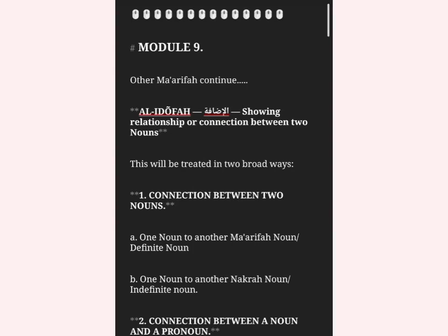Welcome back to another session of the program Learn and Speak Arabic like the natives in 6 months. And we continue with lesson 8, module 9 of this program.